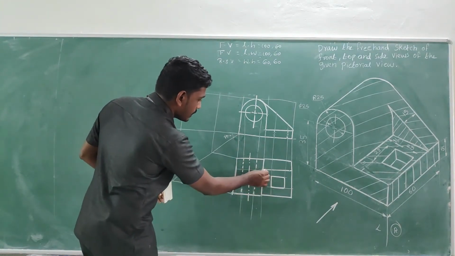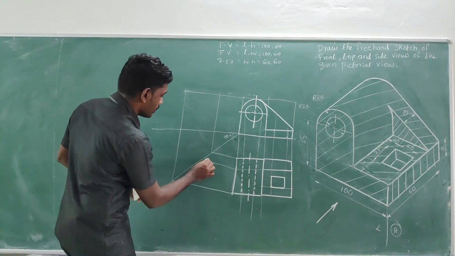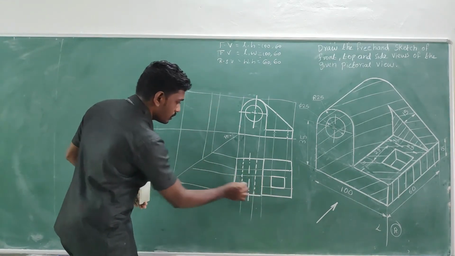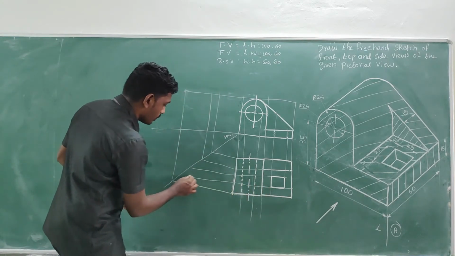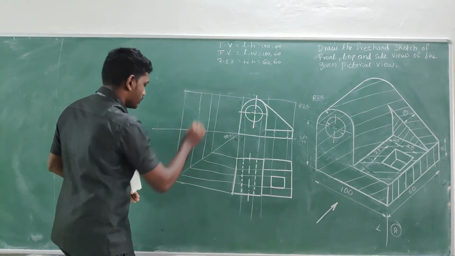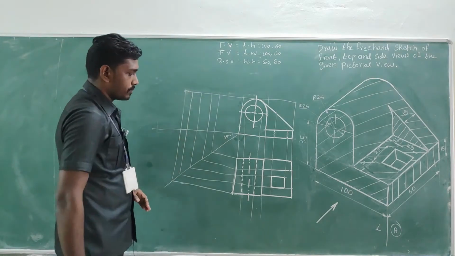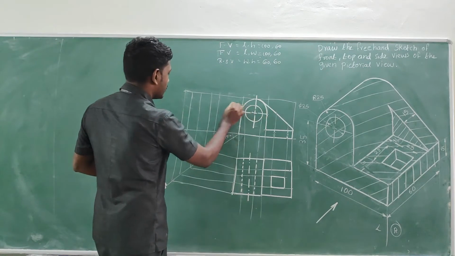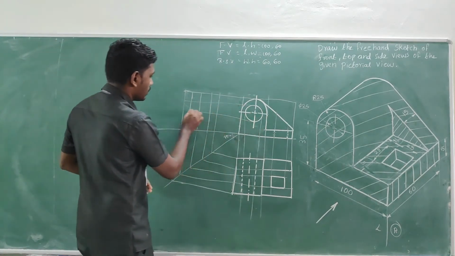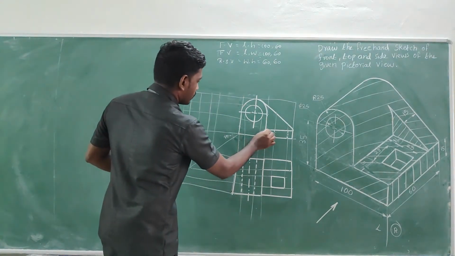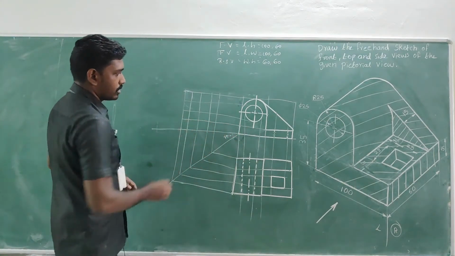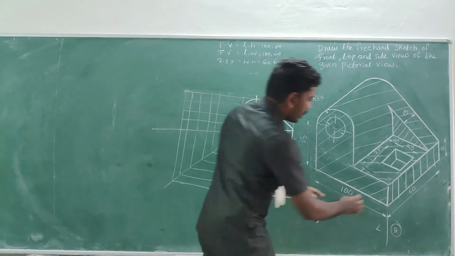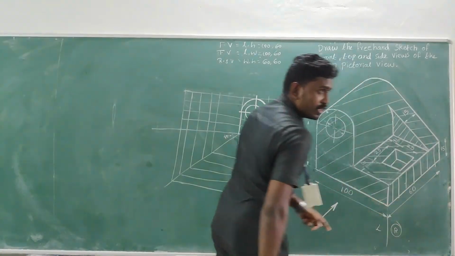So I'm taking this. Next, take the reference for the square hole, it comes like this. Okay, so almost I have done everything. Next, from the front view, take the projectors for the base. I have taken it. Okay, so now try to concentrate on the base. This base is a visible one.